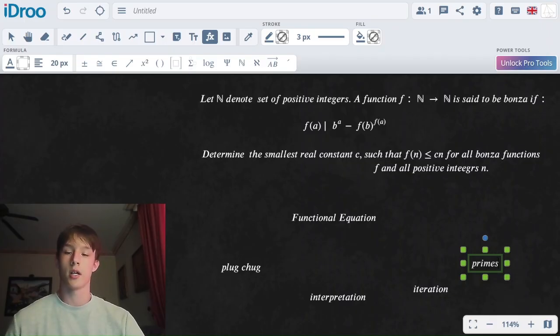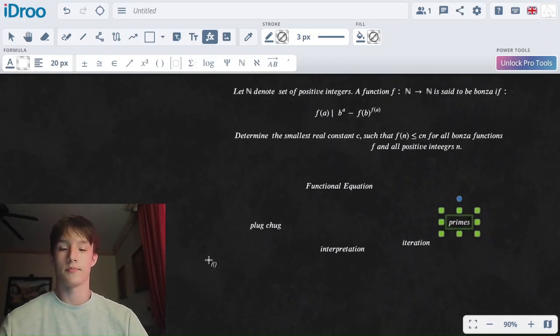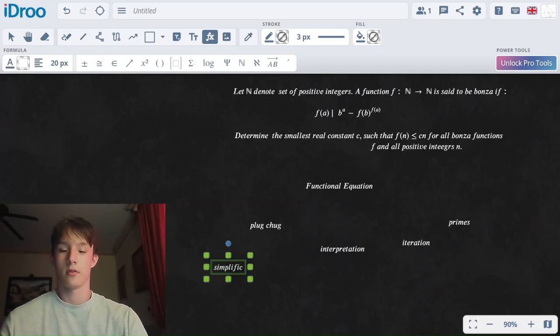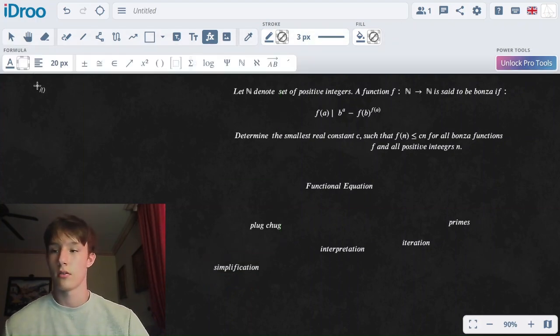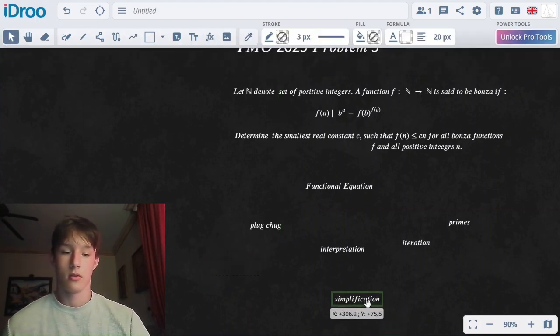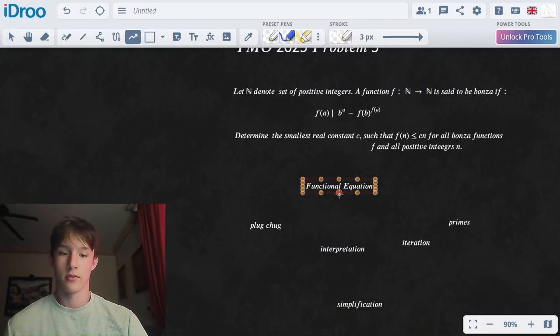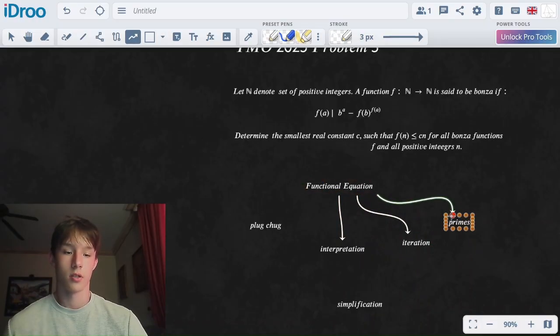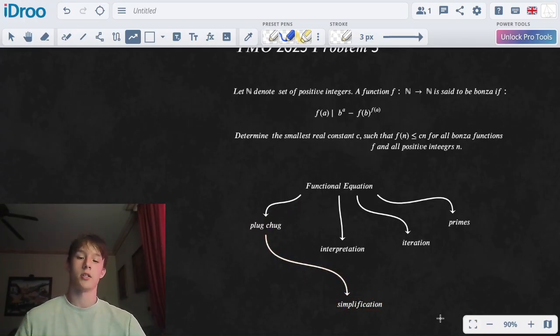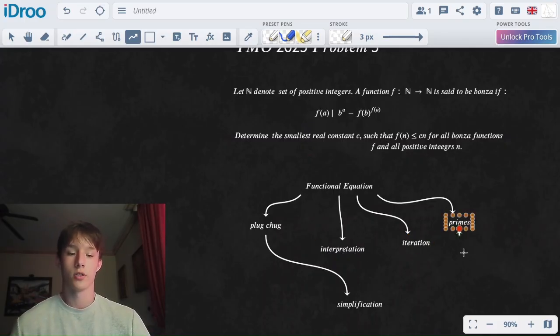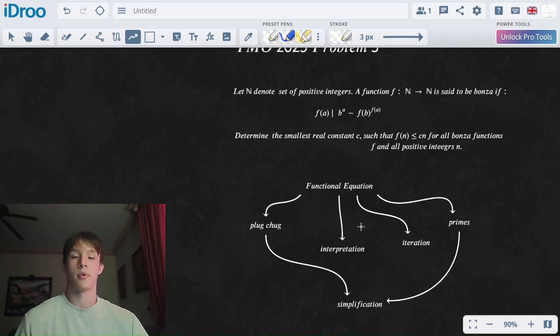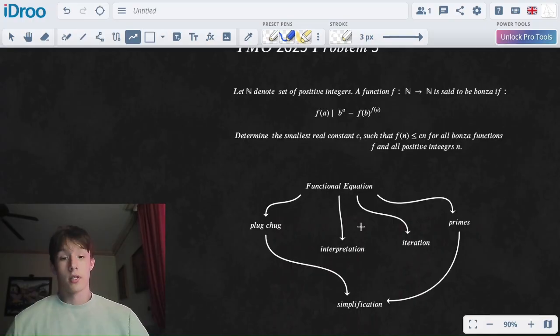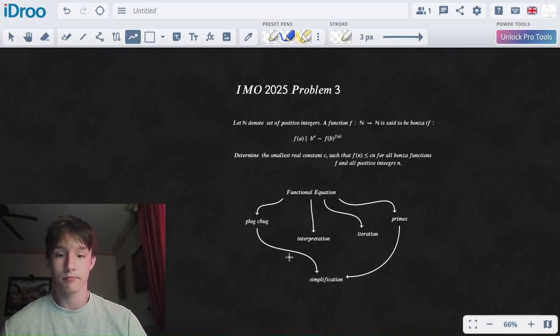The other thing about plug and chug is that when we plug and chug, we want to get simplification in the question. So from a functional equation, we can go to interpretation, iteration, primes, and plug and chug. The end result of plug and chug should be a simplification of the expression you had. With primes, you want to do that as well. So that's the map of what we want to do, and that's the map we'll have in our problem here.